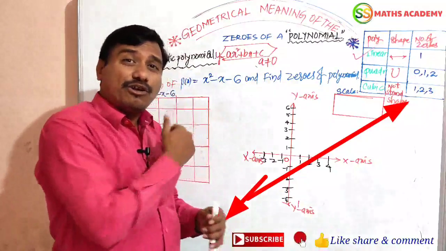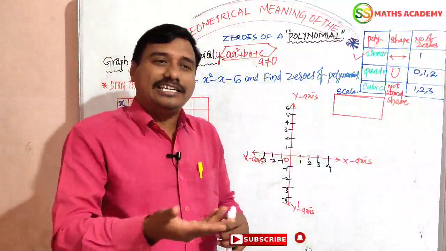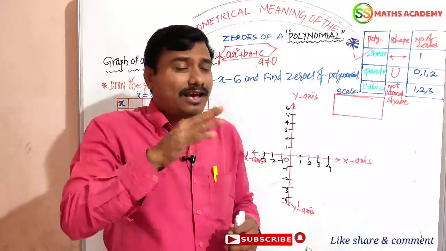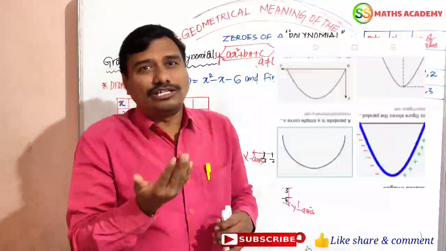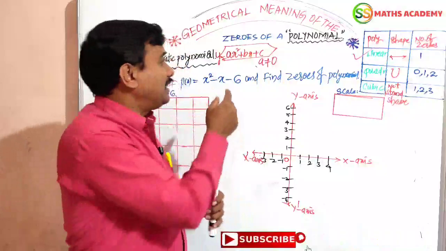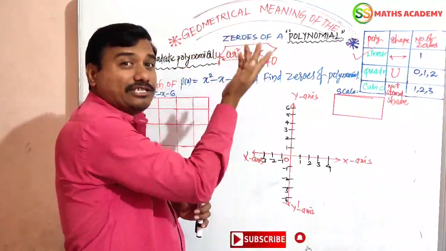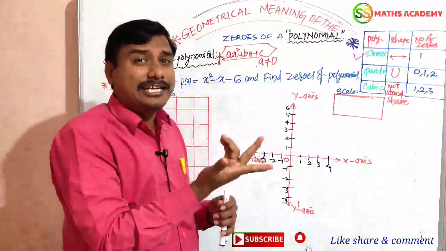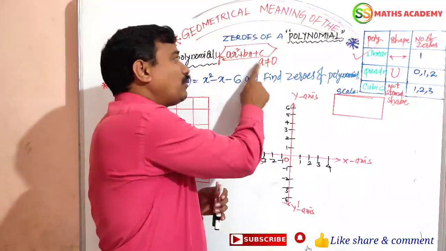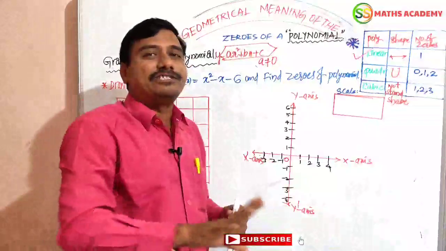But what about the shape of a quadratic polynomial? Absolutely, it is in the shape of a parabola. Upwards parabola, downwards parabola. Here A is very important. If A is not equal to 0, it is a quadratic polynomial. If A equals 0, it is not a quadratic polynomial, it becomes linear. So compulsorily A, the coefficient of x square, must be not equal to 0.